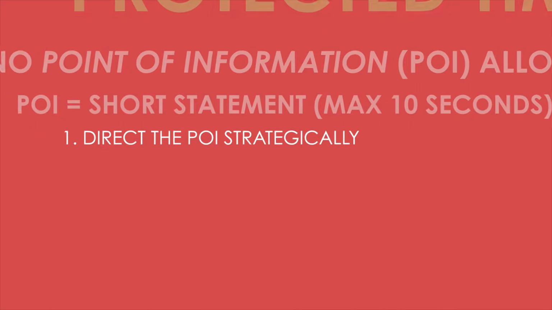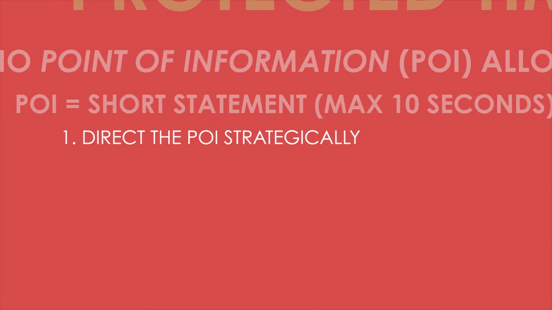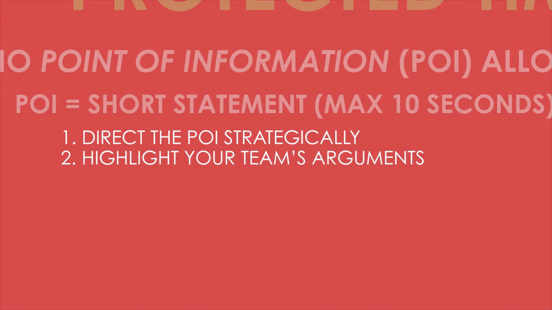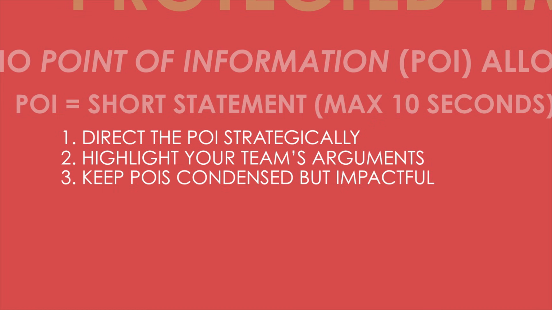First, the POI should be directed at a part of the speech that, if successful, will highlight to the judge where that speaker's arguments fail. Second, the POI should highlight your own team's arguments and not that of the team in the other half of your side. Meaning, for example, if you are on the second half of the debate, you should not be giving POIs that strengthen the first half's arguments or remind the judge of their speeches. And finally, POIs must not exceed 10 seconds in length and should therefore be as short as possible.